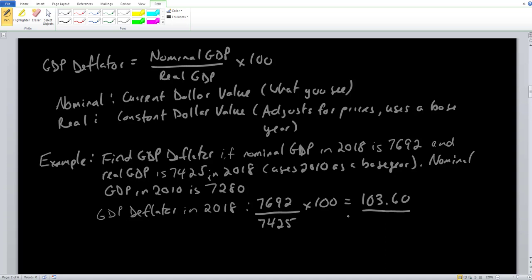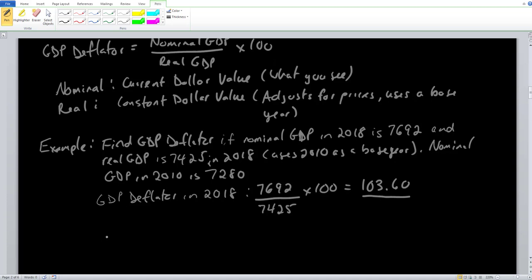The same idea is true here with the GDP deflator. We need two GDP deflator price levels in order to say anything about inflation. So what's another GDP deflator we can solve for? That's going to be the GDP deflator in 2010, the base year in this instance. So GDP deflator, and base year. In this instance, it's 2010.